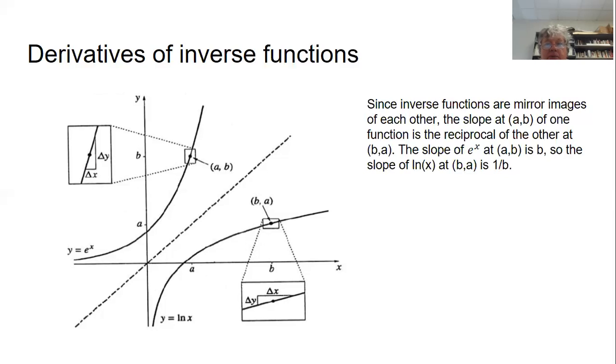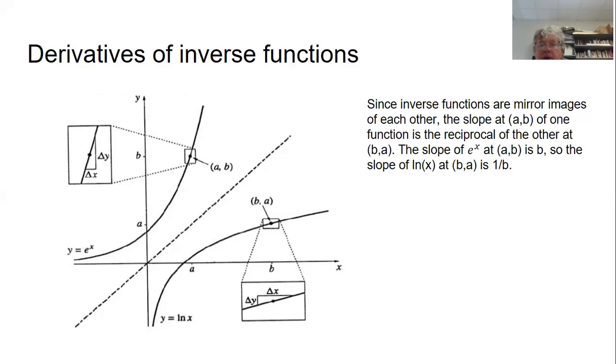And so the slope of e to the x at A, B is b, right? It's the y value, because we remember, a is x, b is e to the x. The derivative of e to the x is e to the x. So the slope of the function e to the x is just whatever the y value is. That sort of defines e to the x.